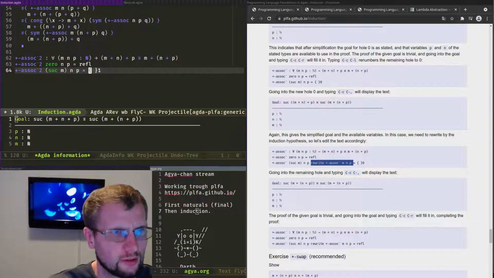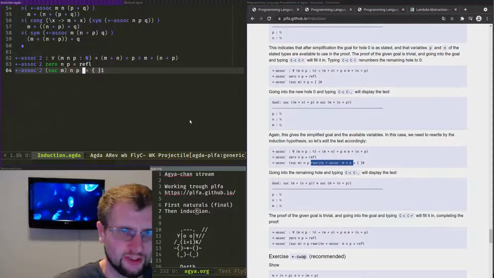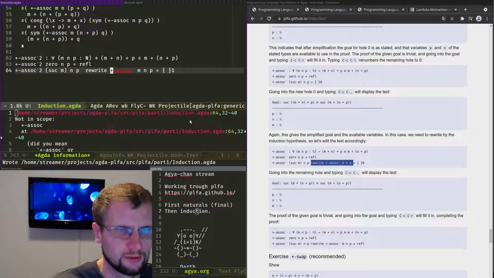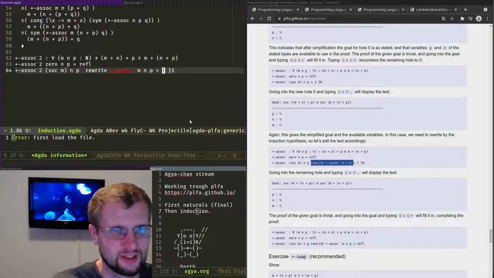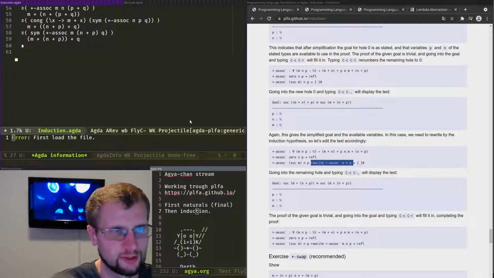Wait. I thought it would rewrite it, but it doesn't do anything. I thought it would fill in the text, rewrite, blah blah blah. But no. Oh, I'm still loading. Error, first load the file. Damn, we're not allowed to. Okay, whatever. Just leave it.